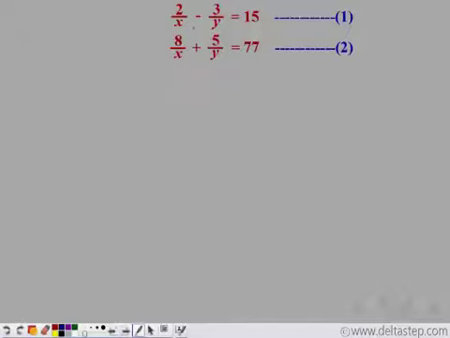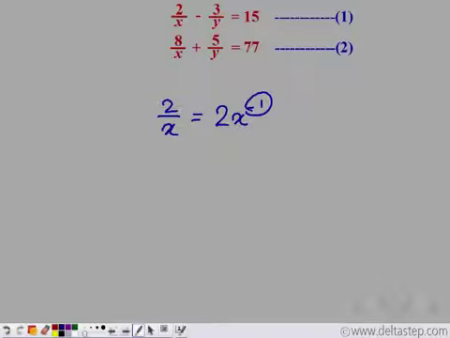is not 1. 2 by x is equal to 2 into x to the power negative 1. So the power of x is negative 1, and hence this is not a linear equation. The power of x and y in this equation is not 1. Hence it is not a linear equation. Similar is the case with this equation. Even this is not a linear equation. So how do we solve them?